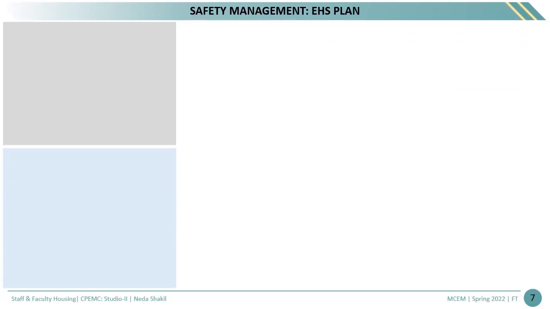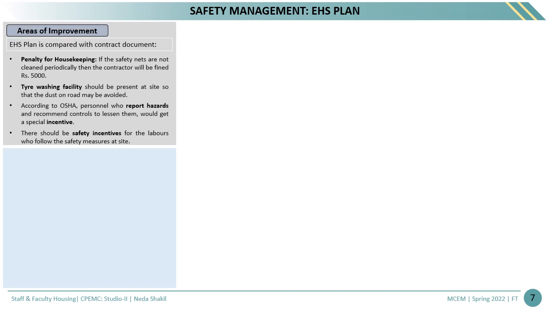Safety management plan. At the site, the environment, health and safety, that is the EHS plan, is implemented. We have compared the EHS plan with the contract document and OSHA guidelines, and a few areas of improvement are listed here, such as penalty for housekeeping, and tire washing facilities should be present. As per OSHA, those who report a hazard would get an incentive, but at our site, it is not followed. Hence, we propose safety incentives.